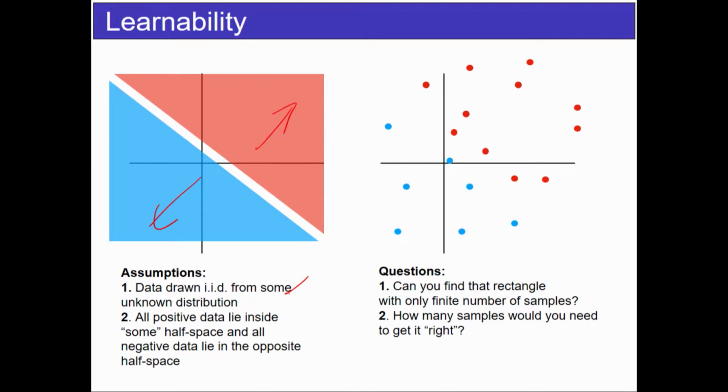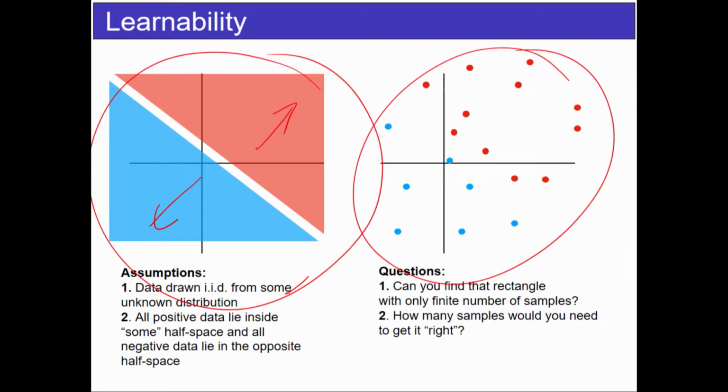Now once again, as a human being, you never really see this. What you see is this. And the question once again is, oh, sorry, it's not a rectangle. Sorry, this is a half space. This is the perils of copy pasting. So can you find the half space with only a finite number of samples? That's the question. And once again, you can ask how many samples you would need to get it right.